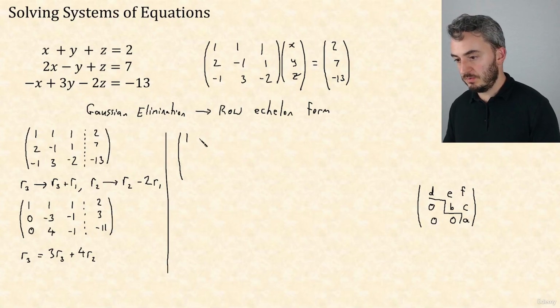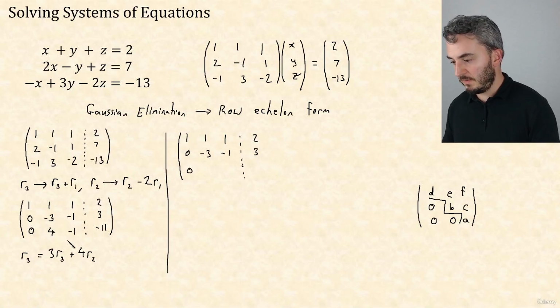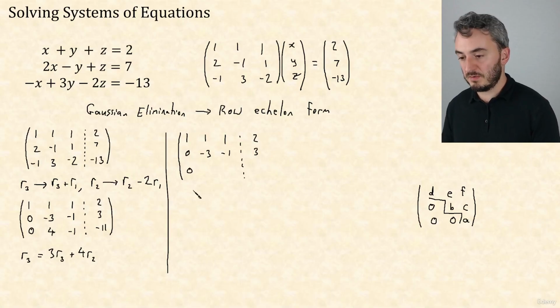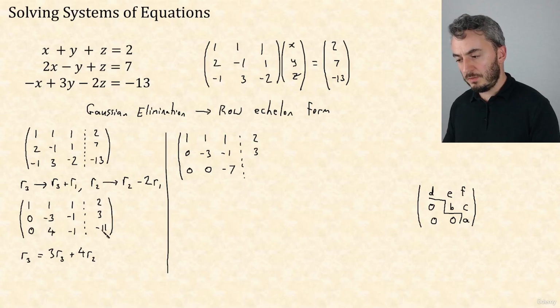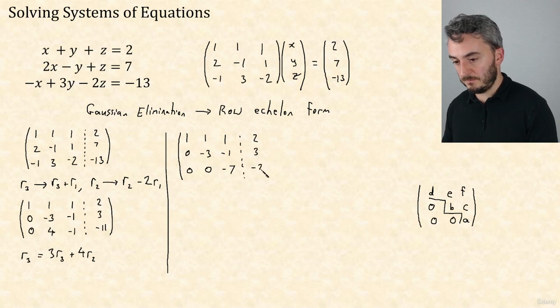First row is unchanged. 1, 1, 1. And a 2 here. Next row is unchanged, 0, minus 3, minus 1, 3. Right, R3 is 3R3 plus 4R2. So 0 here, then it's 3 of these plus 4 of these, which is 0. That was the whole point. Then 3 of these, minus 3, plus 4 of these, minus 4. So minus 3 plus minus 4 is minus 7. 3 of these, minus 33, plus 4 of these, 12, minus 33, plus 12 is minus 21.